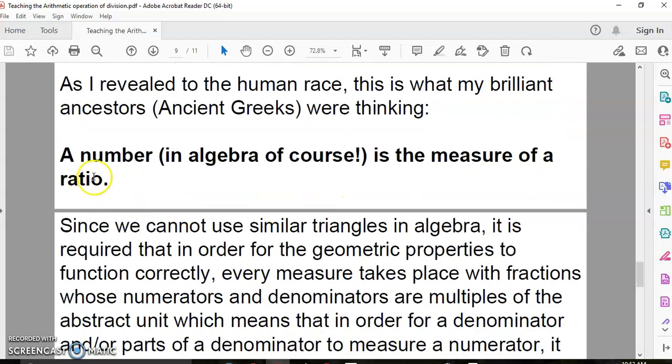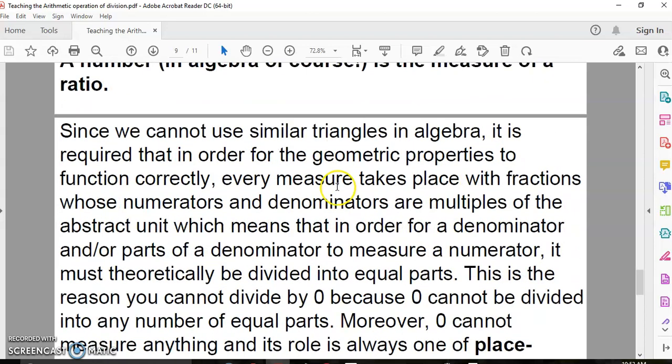And as I've often told you, a number is the measure of a ratio, or a number is a name given to a measure that describes a magnitude. In particular, the magnitude I'm thinking about is the antecedent part of a ratio.